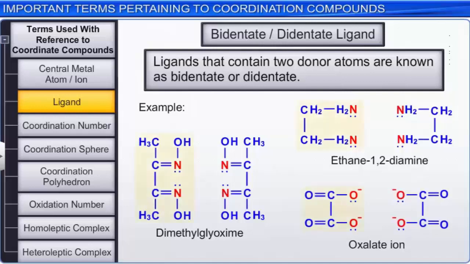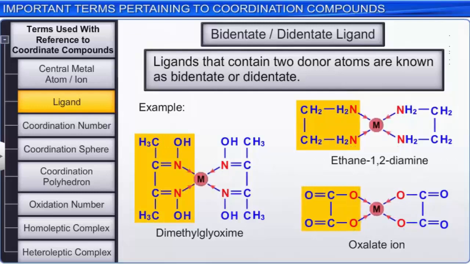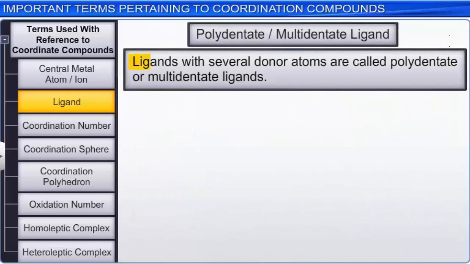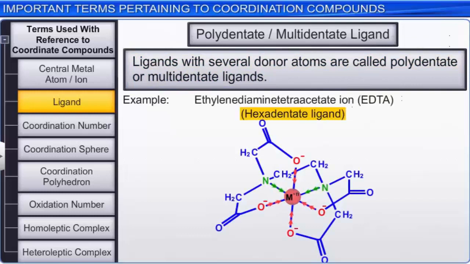Ligands with several donor atoms are called polydentate or multidentate ligands. A classic example of a polydentate ligand is the hexadentate ligand, ethylenediaminetetraacetate ion, EDTA. You can see from its structure that it binds to the central metal ion through 2 nitrogen and 4 oxygen atoms.